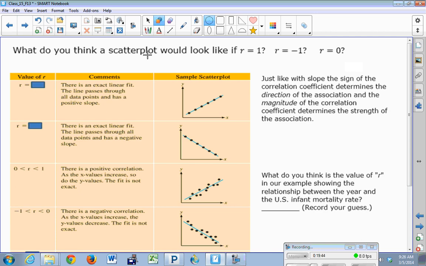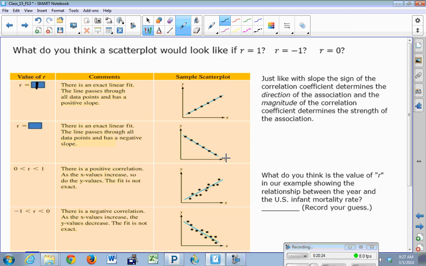Okay, so let's take a look. What do you think a scatter plot would look like if the correlation coefficient was 1, meaning 100% positively associated? Which of those pictures do you think would have 1? Top one. It means it lies in a perfect straight line, no deviation. So if you had a scatter plot like that, something's wrong if you're collecting real data. It's really hard to find real data that lines up in a perfect straight line unless it's already set to a model somewhere.